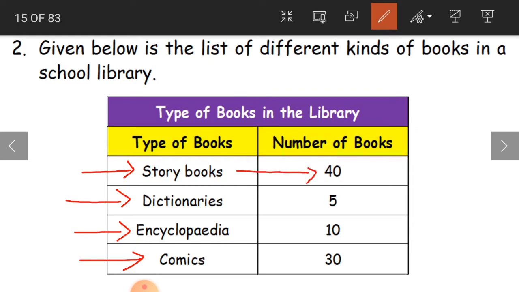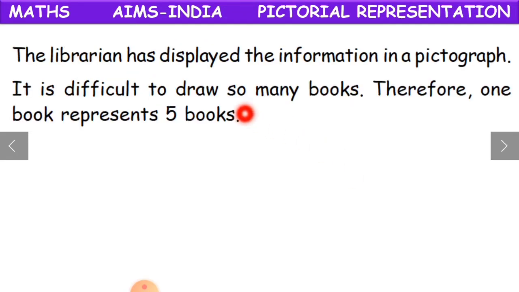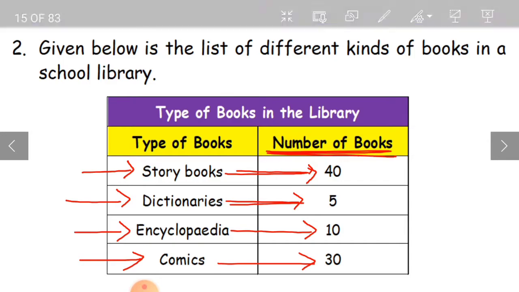And we have 40 story books. This is the number of books. Yes, we have 40 story books, 5 dictionaries, 10 encyclopedias and 30 comics. So now the librarian has displayed the information in a pictograph. It is difficult to draw so many books. Therefore, one book represents 5 books, children.